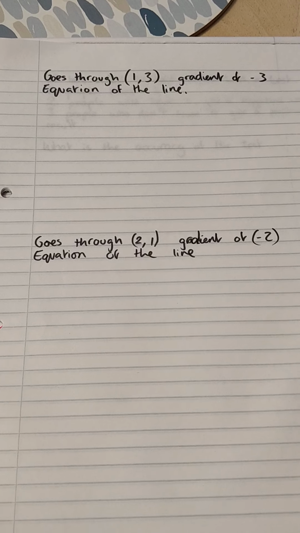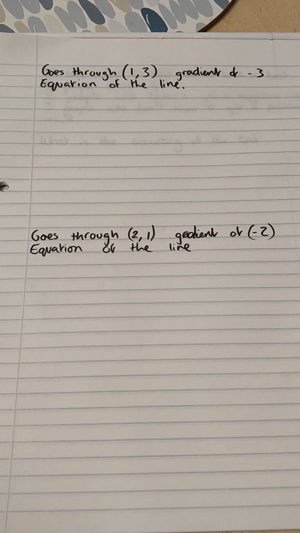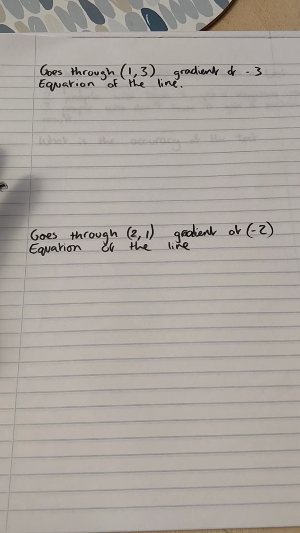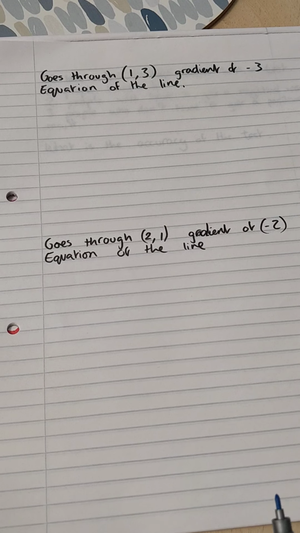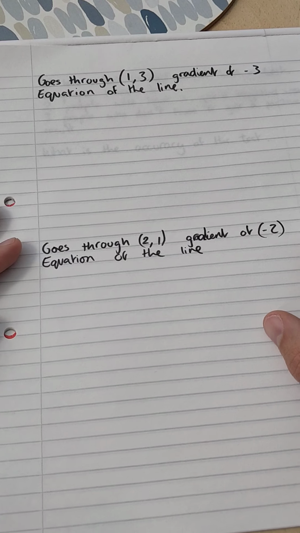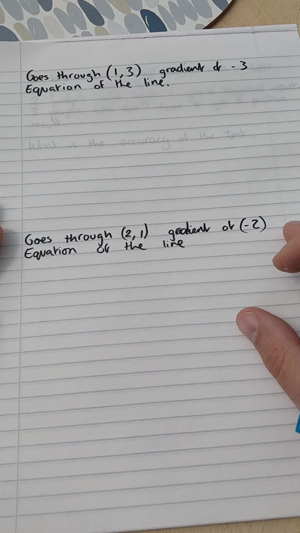Right, so I'm just going to go through another couple of examples of how to find the equation of a line with these points here. You will be doing this over the next couple of days, so if you are still struggling with this, please tell me, because otherwise the next couple of days aren't going to be very nice.